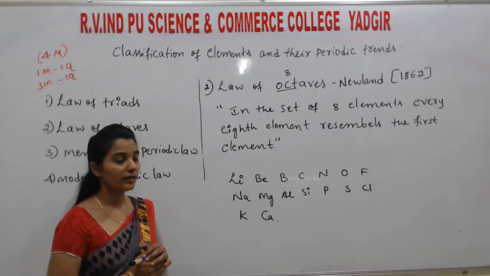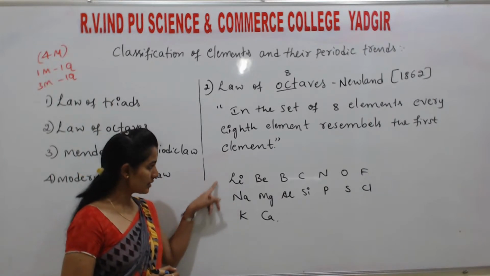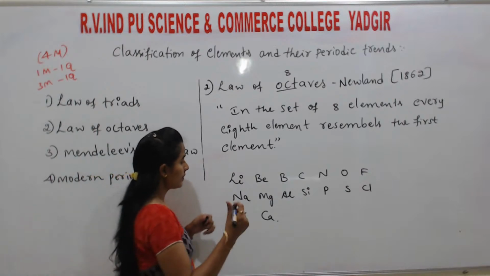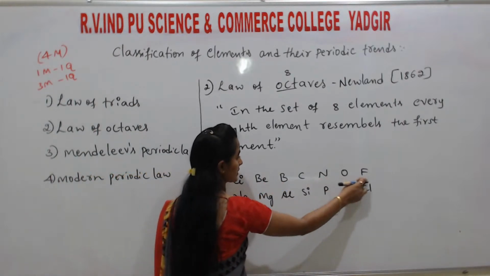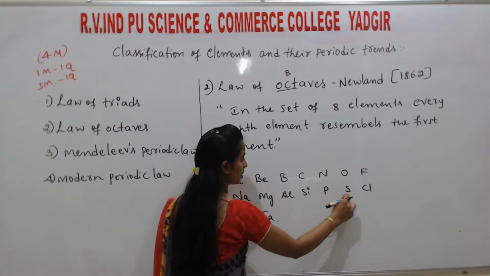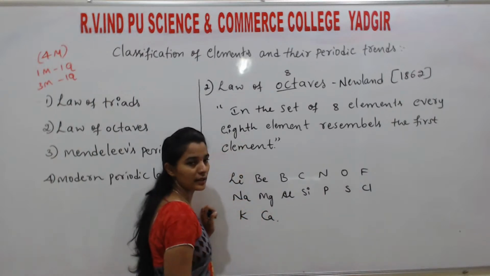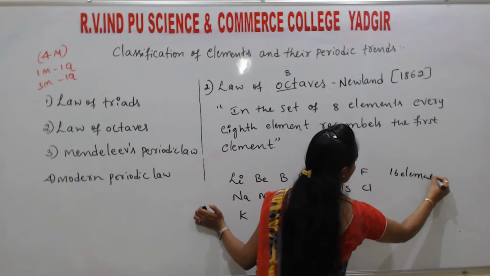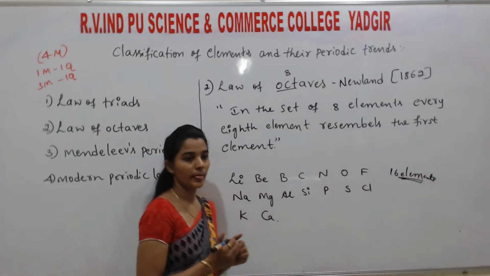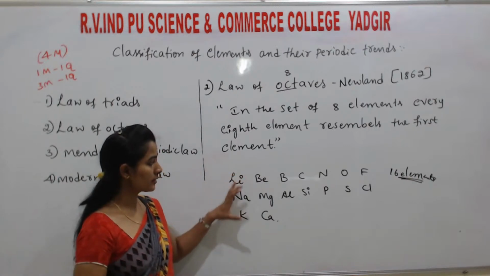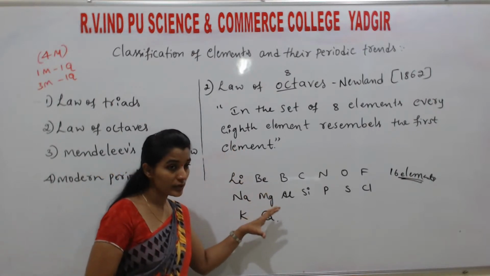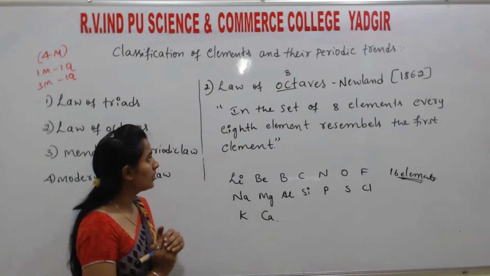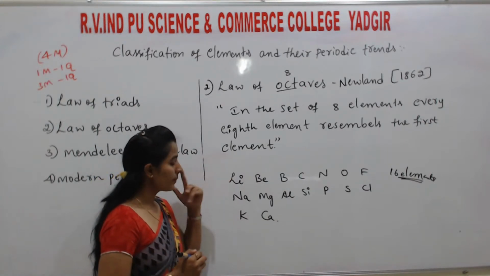Understand? So every 8th element means this. This is the example, this is the set of 8 elements. So total how many elements are there? 1, 2, 3, 4, 5, 6, 7, 8, 9, 10, 11, 12, 13, 14, 15, 16. Only 16 elements are there. Okay? This law successfully explained only these elements.